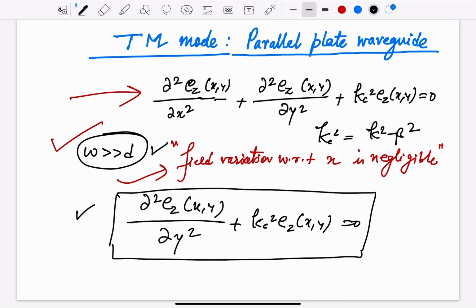Now the thing is, here you can see for the TEN and TMN mode, both the modes have the same cutoff frequency. But there is another thing you should note: we cannot propagate one mode without the other, because they have the same cutoff frequency.